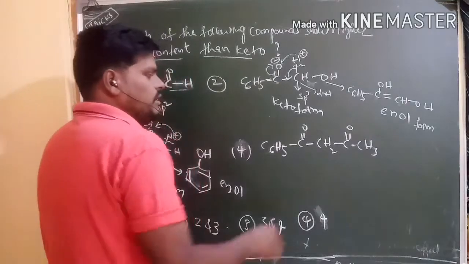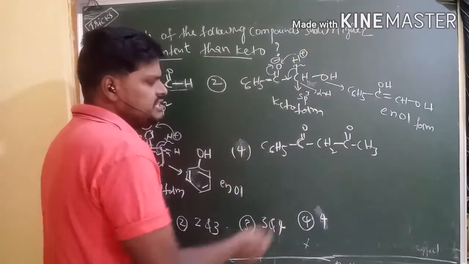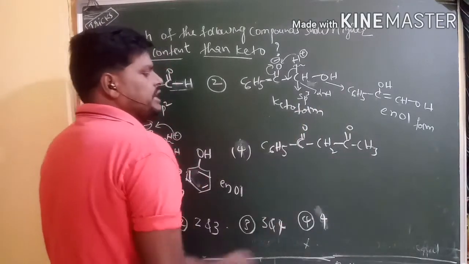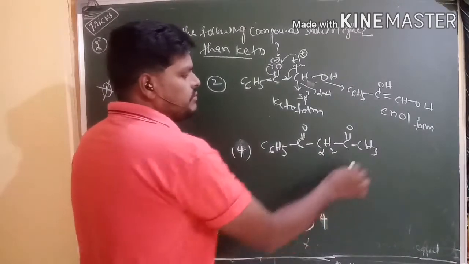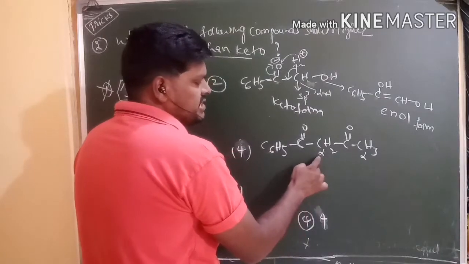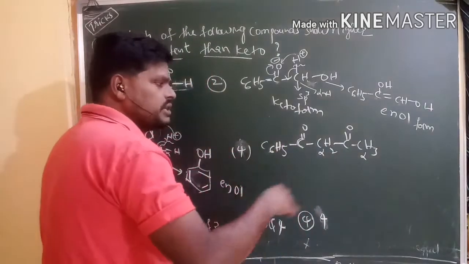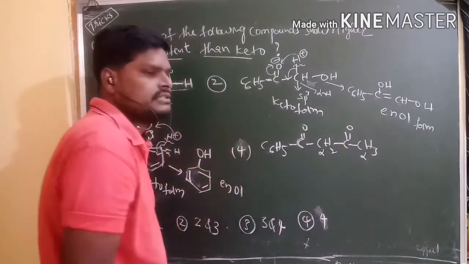Next, the fourth option. Here two ketones are there. It is an example of a diketone. Yes or no? So this is an alpha carbon, sir. Of course, this is also an alpha carbon. But comparatively, these two, this one produces a more substituted alkene than this one. I told you already in the previous class.